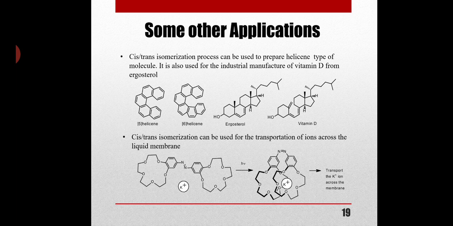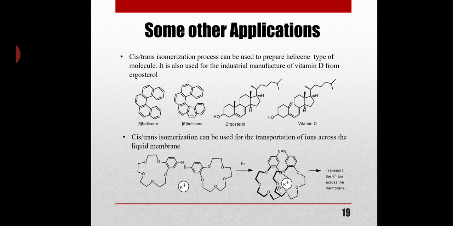Cis-trans isomerization is also used to prepare helicene type molecules. It is also used for industrial manufacture of vitamin D from ergosterol. Cis-trans isomerization can also be used to transport ions across the liquid membrane.